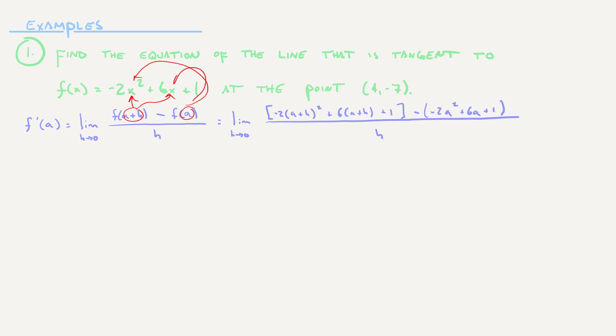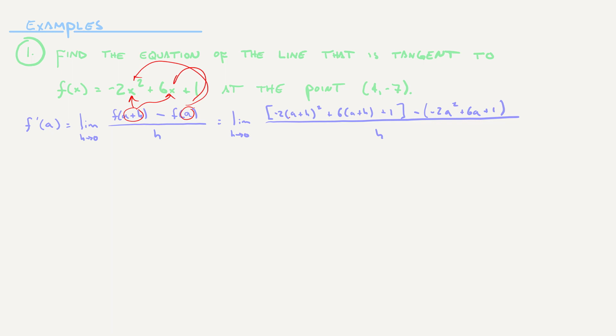So this is negative 2x squared, but we're plugging in a plus h. So negative 2 times a plus h squared, plus 6 times a plus h, plus 1. Then we're subtracting away the f of x function, but in terms of a. And it's all divided by h. Now what follows, and what we're going to find for most of this stuff, is that there is a ton of algebra that's going to happen.